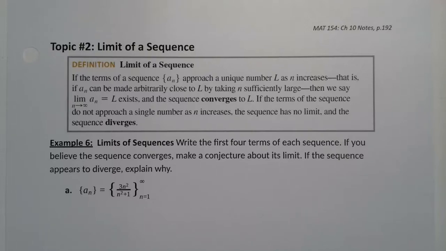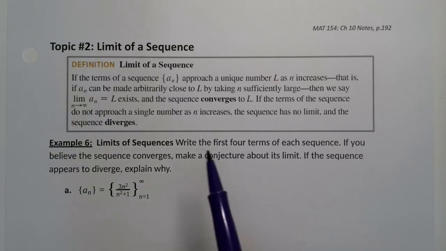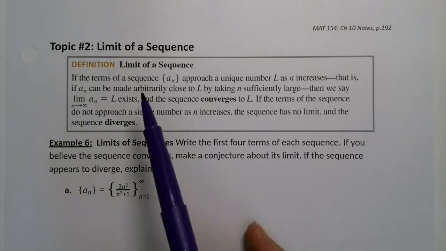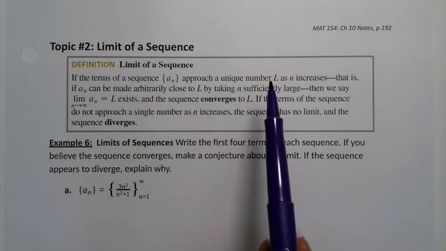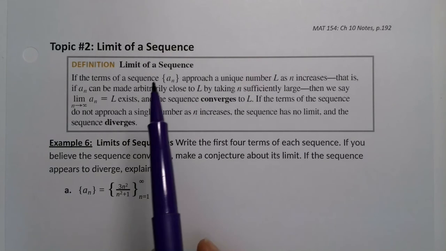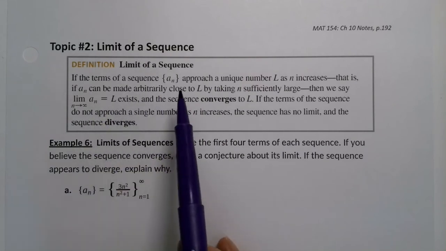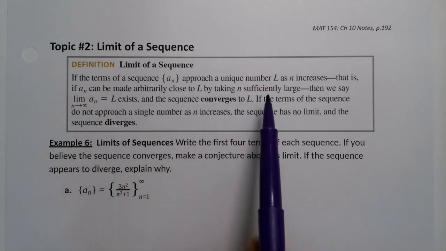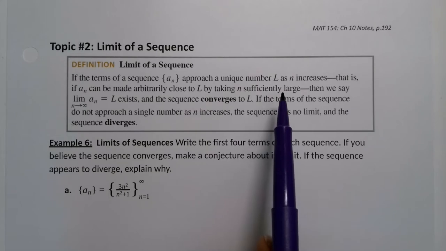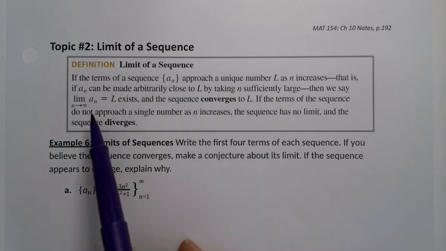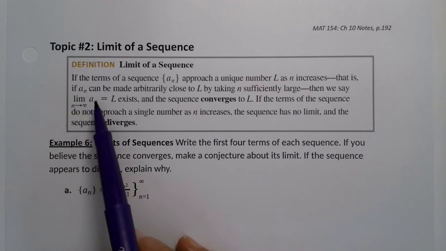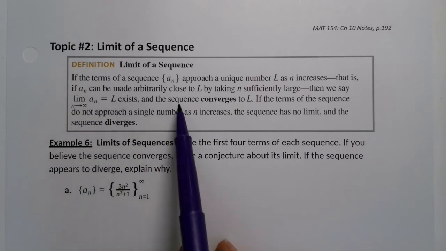So now we know what a sequence is and how to define it, and actually a couple of special ones, the arithmetic and the geometric sequence. We want to talk about the limit of a sequence. If the terms of a sequence approach a unique number L as n increases, that is, if a sub n can be made arbitrarily close to L by taking n sufficiently large, in other words, you're getting closer and closer to a particular number, then we say that the limit as n goes to infinity of a sub n equals L exists and the sequence converges to L.